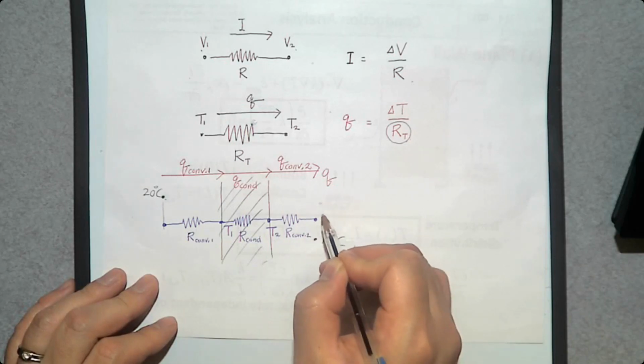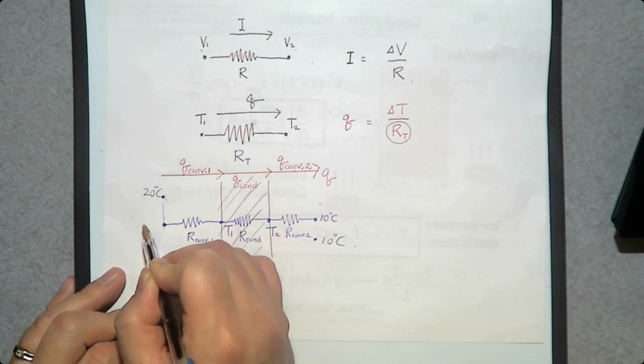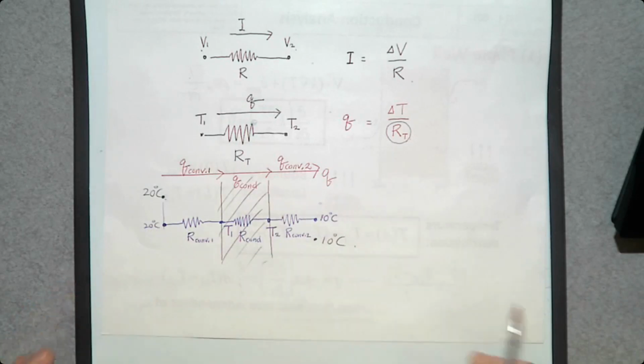So at the end, we have temperature T 10 degrees Celsius. At the beginning, we have 20 degrees Celsius. This blue that I wrote is thermal resistance network. So now you only need to know how to determine R of convection, R of conduction.